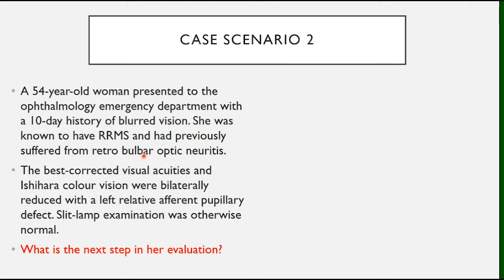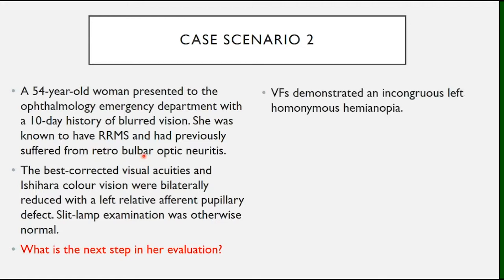You do visual fields by confrontation, but you don't do formal visual field examination. Yeah, so she actually had visual fields which demonstrated an incongruous left homonymous hemianopia. So what does that mean? Do you know if it's homonymous versus congruous?